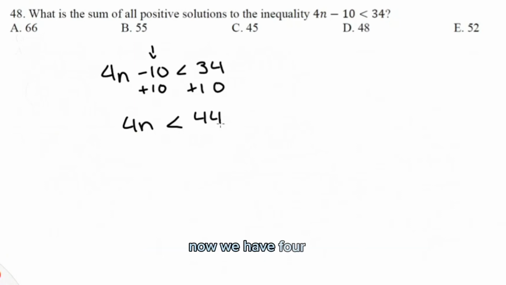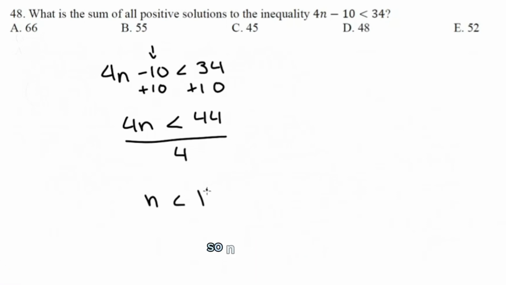Right now we have 4n. So to do that, we have to do this entire thing divided by 4. When we do that, that's n is less than 44 divided by 4. 44 divided by 4 is just 11. So n has to be less than 11.